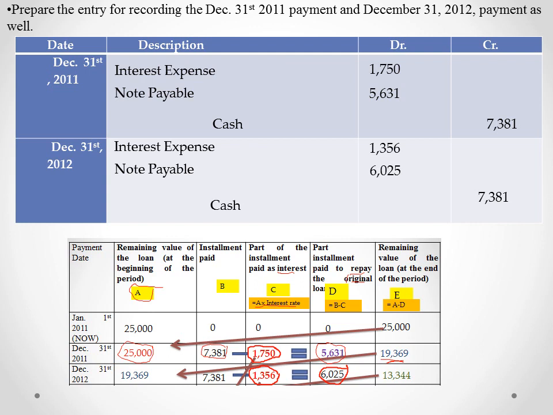Now, how much will remain to represent repayment of the original loan? This will be the difference, which is here, column D. You can see it as 6,025. Let me highlight it for you, 6,025. So this will represent a reduction in the borrower's notes payable. Its liability decreased because she is repaying part of the loan. So now Randa will debit notes payable by 6,025.